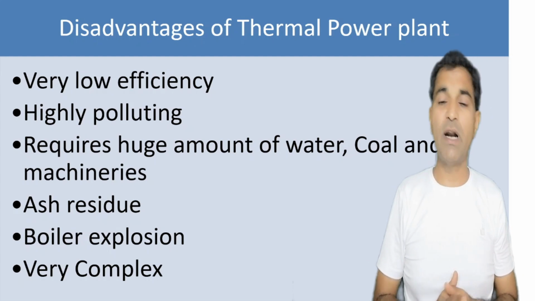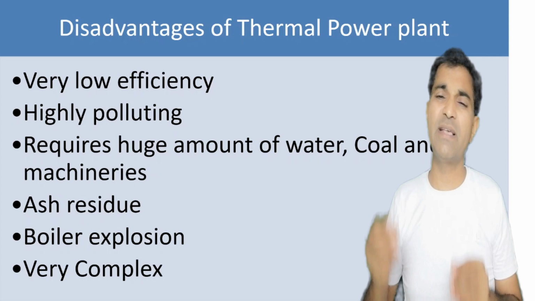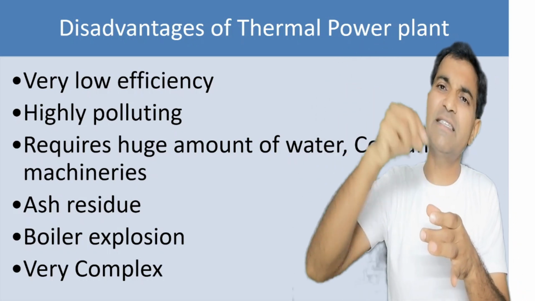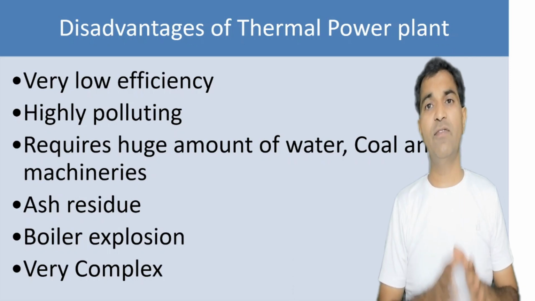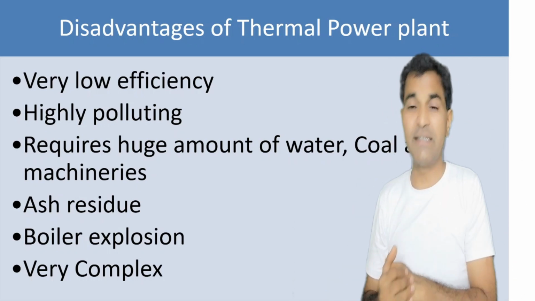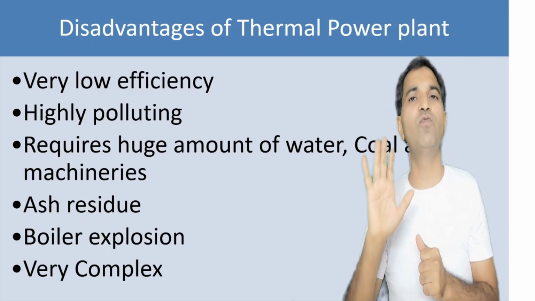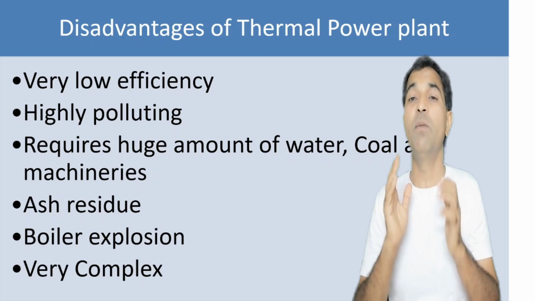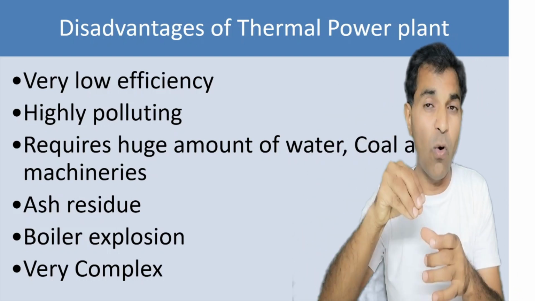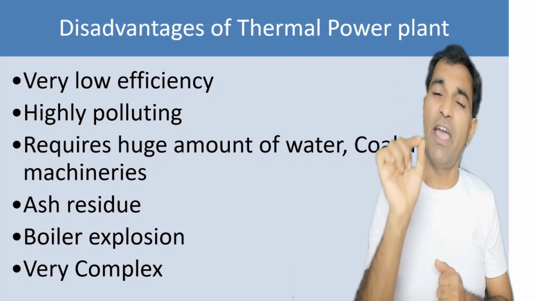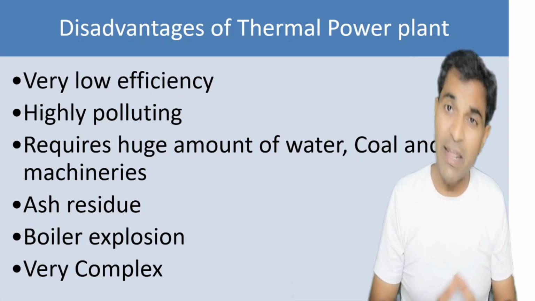Now let us understand what are the disadvantages of the thermal power plant. Actually they have very low efficiency. For example, if coal has 100 units of energy, then hardly through a thermal power plant we are able to extract energy of as low as 35 to 40 units. Means if we have 100 units of energy in coal, we are getting electricity of only 35 to 40%, right? They are highly polluting in nature.